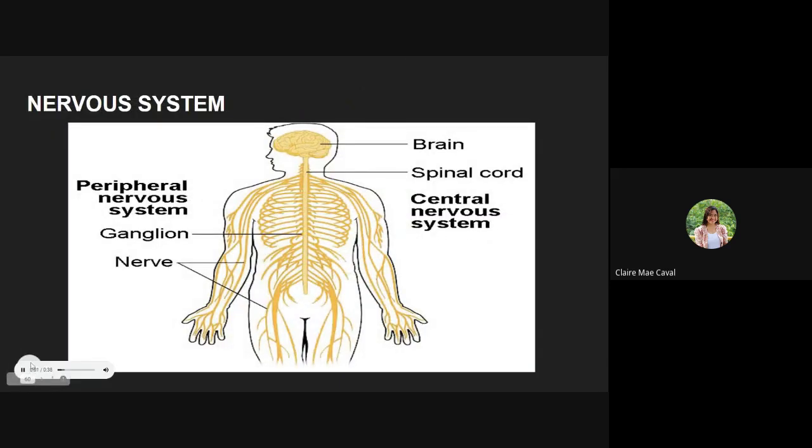The nervous system is composed of the peripheral nervous system, which consists of the ganglion and the nerve, and the central nervous system, which consists of the brain and the spinal cord, as well as the three meninges that line, cover, and protect the brain and the spinal cord. Your nervous system has the blood-brain barrier. This is a selective barrier. It does not allow entry of large molecules like cells, as well as microorganisms, into the brain.